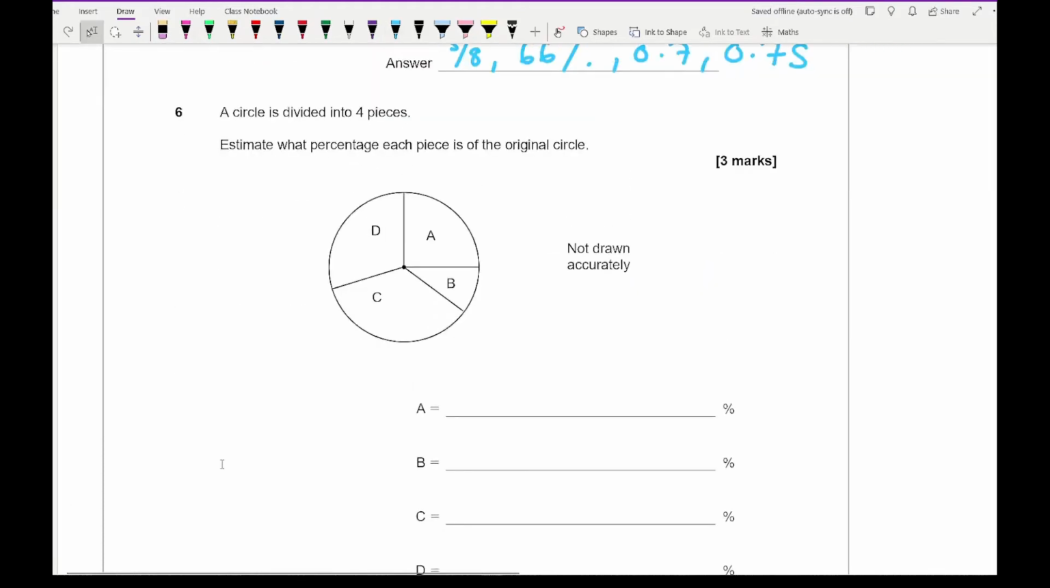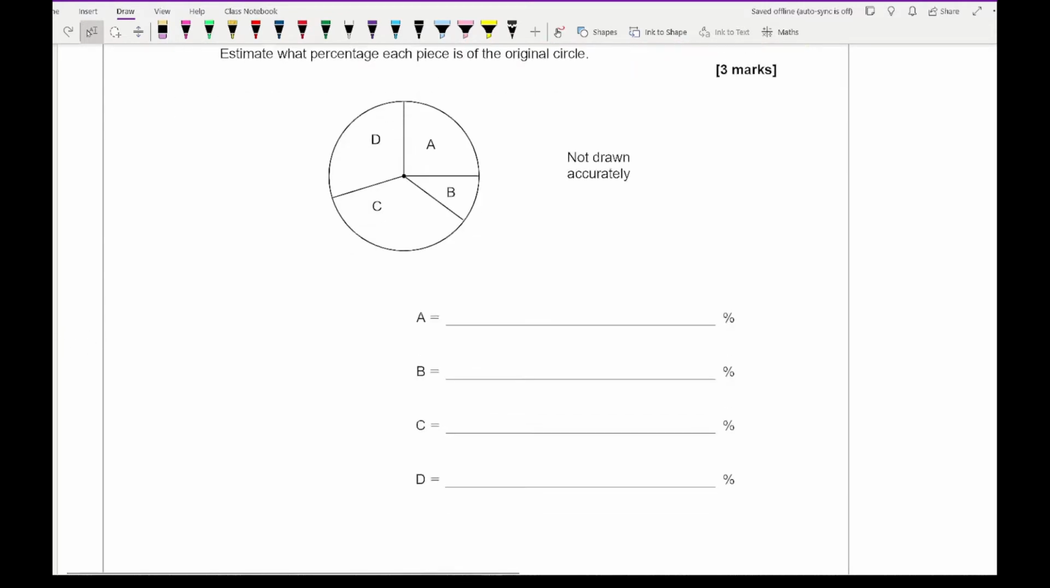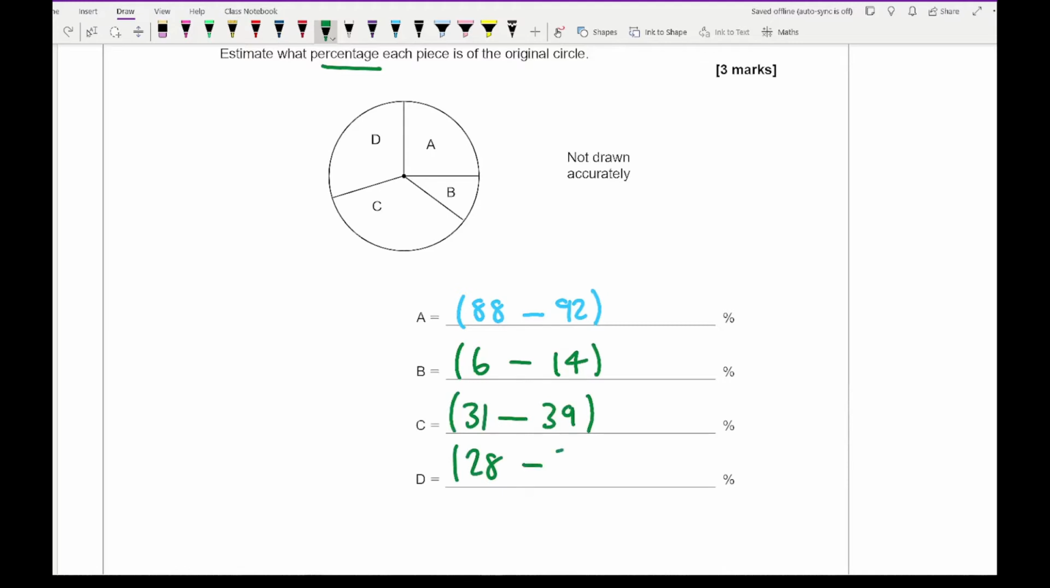Then working with question 6, it says a circle is divided into 4 pieces. Estimate what percentage each piece is of its original circle. Now for this answer, there are a couple of ranges which they'd accept. So for A, they would accept any answer from 88 to 92. For B, they would accept any answer between 6 and 14. Now remember, we need to give our answers as percentages, so try not to give it as an angle. For C, they're looking for any answer that's between 31 and 39. And for D, any answer between 28 and 35.